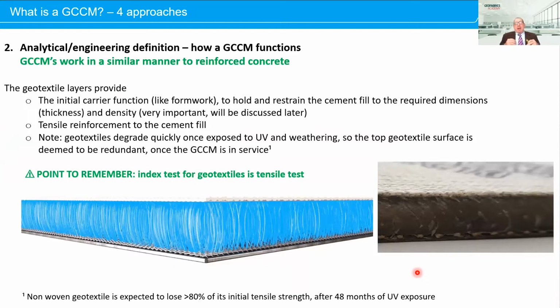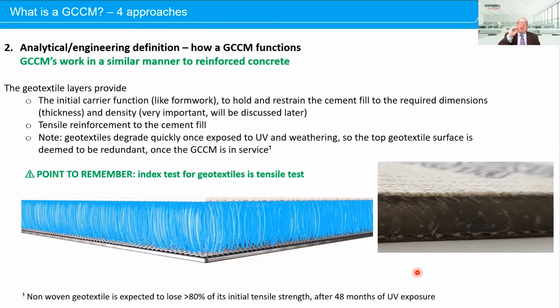Now, in a GCCM, the way they work like reinforced concrete is the geotextile layer provides the initial carrier function, like formwork, to hold and restrain the cement fill to the required dimensions to create the thickness of the product, and very important, the density of the cement. Tensile reinforcement also reinforces the cement fill. A note here that geotextiles degrade quickly once exposed to UV and weathering, so the top geotextile surface is deemed to be redundant once the GCCM is in service.